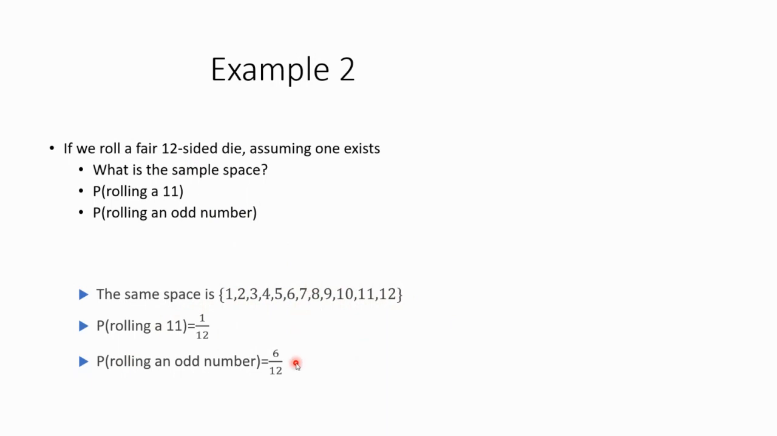What about odd numbers? Rolling an odd number now. Well, how many odd numbers are there? We have 1, 2, 3, 4, 5, 6. So there are 6 outcomes corresponding to rolling an odd number. In other words, there are 6 ways we can roll an odd number. So now the probability is 6 out of 12. Again, the 12 because there are 12 equally likely outcomes altogether.